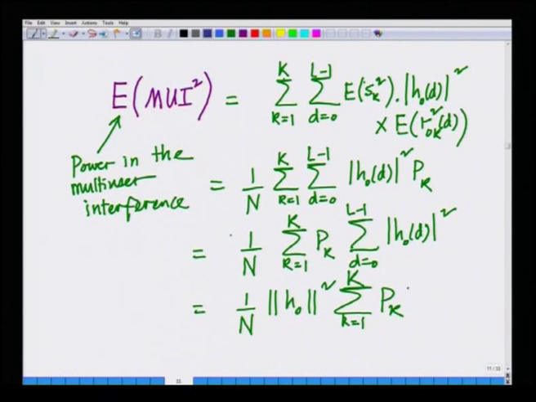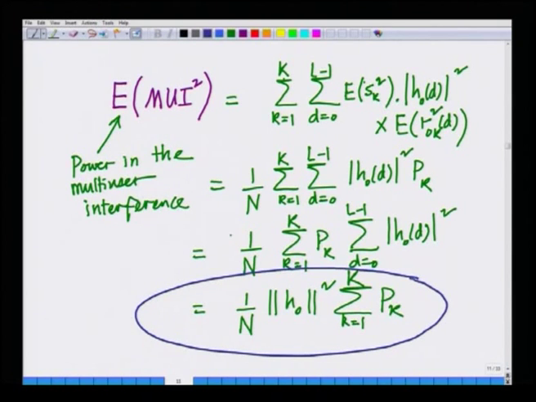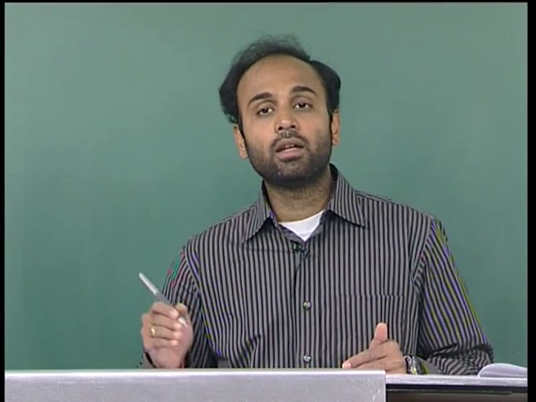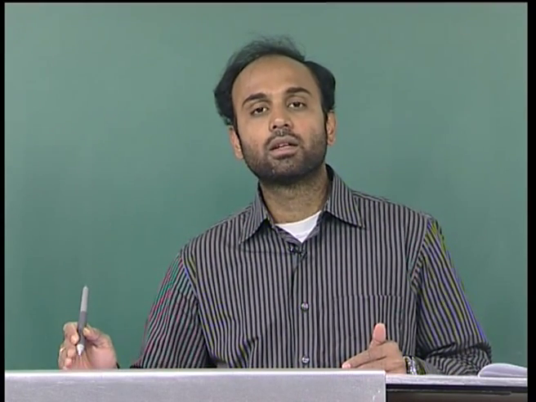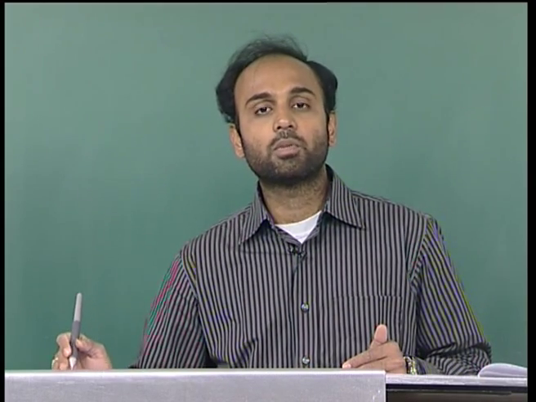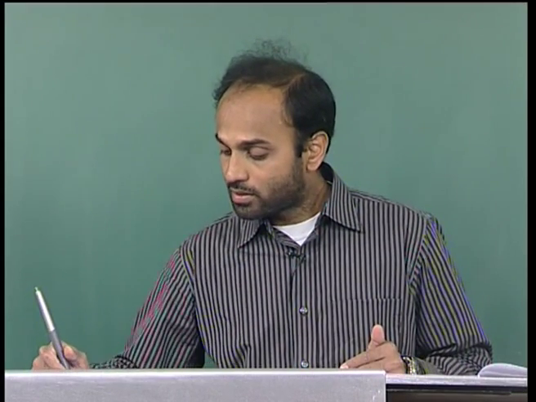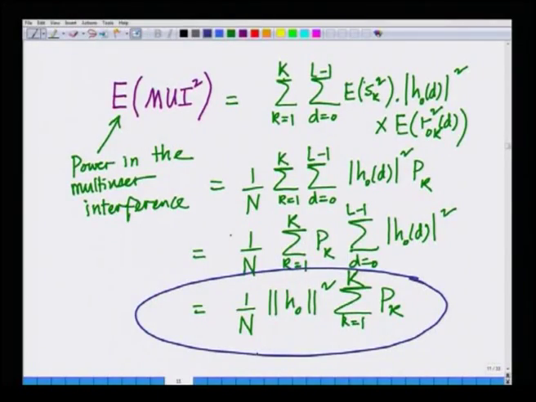So, what is the significance of this expression? First, what is this expression? This is the interference power in the KL components corresponding to the multi-user interference. This is the power in the channel times the power of all the interfering users, that is k equals 1 to capital K, those are the interfering users, times 1 over n. Look at this, there is still a factor of 1 over n, which is very important, which is nothing but the spreading gain of this system. If this 1 over n is not there, then this is a huge interference power which cannot be handled.